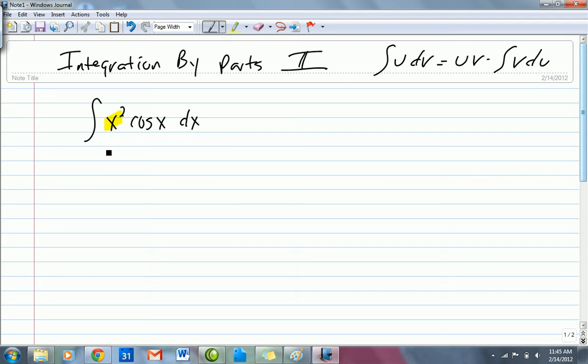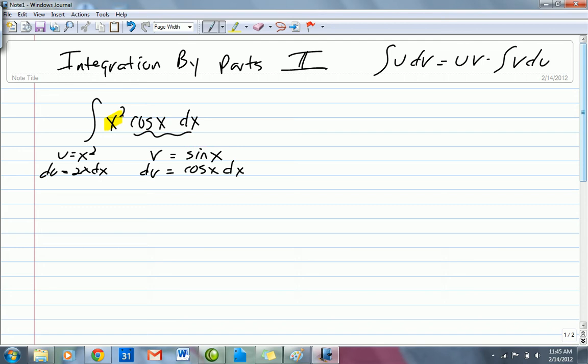So as we have in the past, I'm going to let my u be x squared, which therefore means du, the differential u, will be 2x dx. Which means that everything that's left has to be dv. So my dv is cosine x dx. And to get from dv to v, we're going to anti-differentiate. So the antiderivative of cosine is sine x.